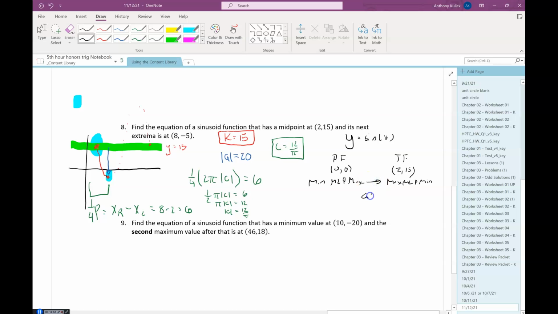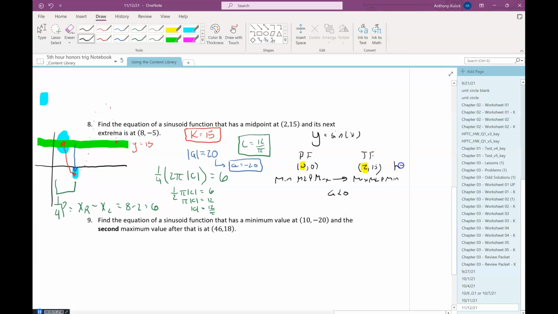So this tells me that the a is negative. And again, since the x-coordinate for the parent function is 0, the x-coordinate for my transformed function should be my value for h. And then we just put it all together.